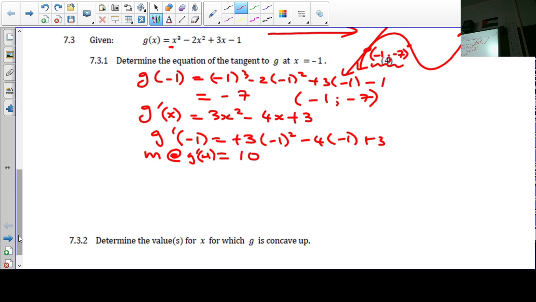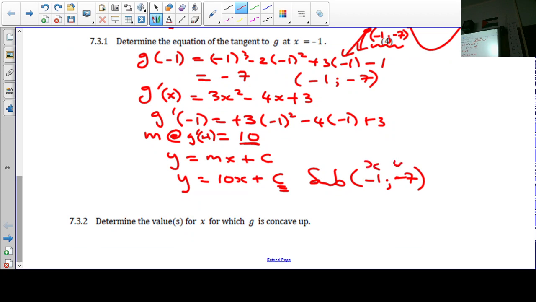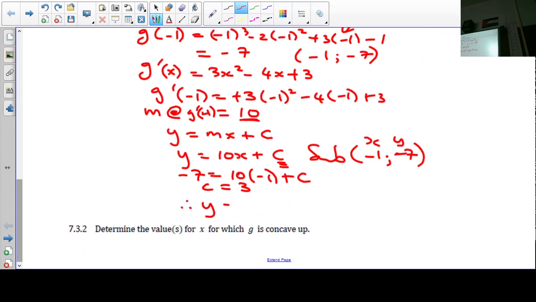We can say that the equation of the straight line is in the form of y is equal to mx plus c. We got m is 10. So y is equal to 10x plus c. To calculate c, you're going to substitute the point of contact, which is -1 and -7. Remember again, this being your x and a y there. So you got -7 is equal to 10 into -1 plus c. So that is going to give you 3, if I'm not mistaken. So the equation is therefore y is equal to 10x plus 3.